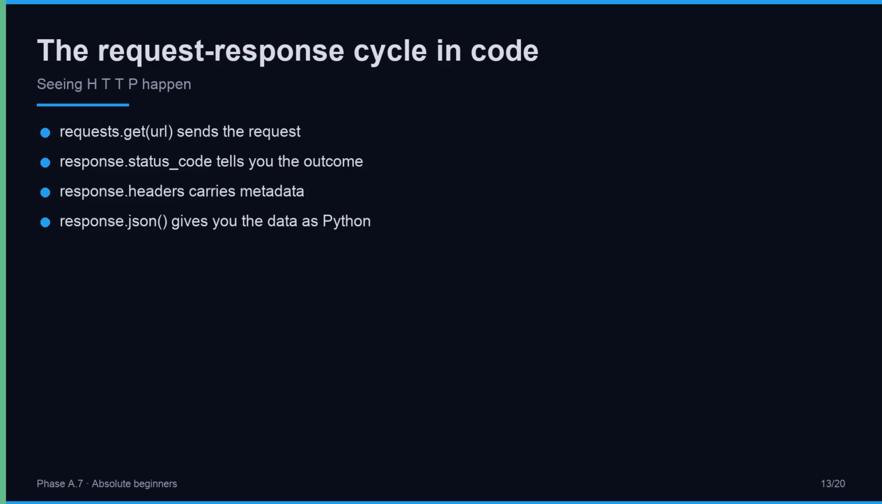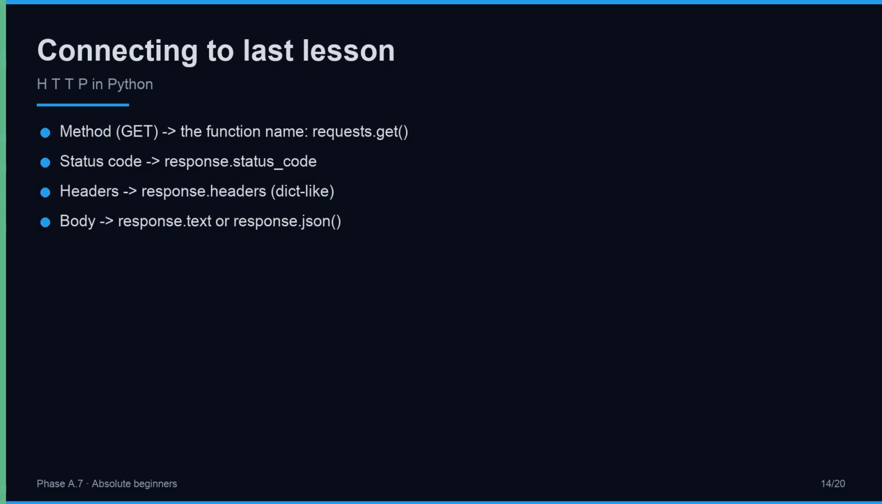The library just wraps the protocol in friendly Python. Once you see the mapping, you never forget it. HTTP, made visible. Hold this mapping firmly, because it is the bridge between concept and code. The method, get, post, and friends, becomes the function name, requests.get, requests.post.